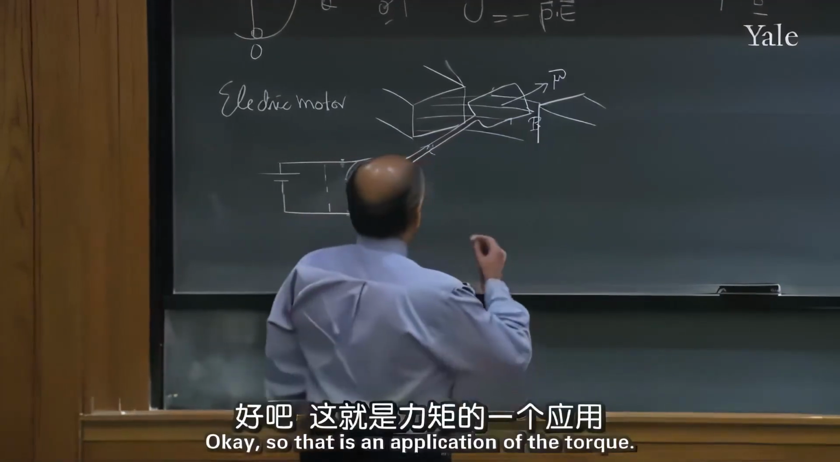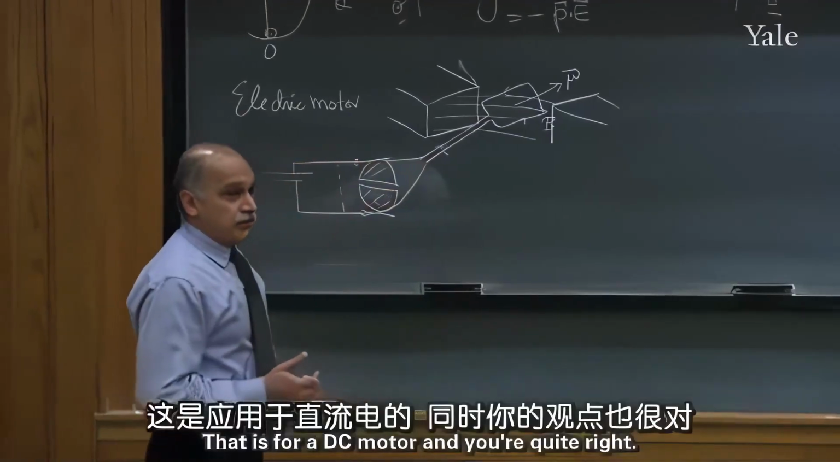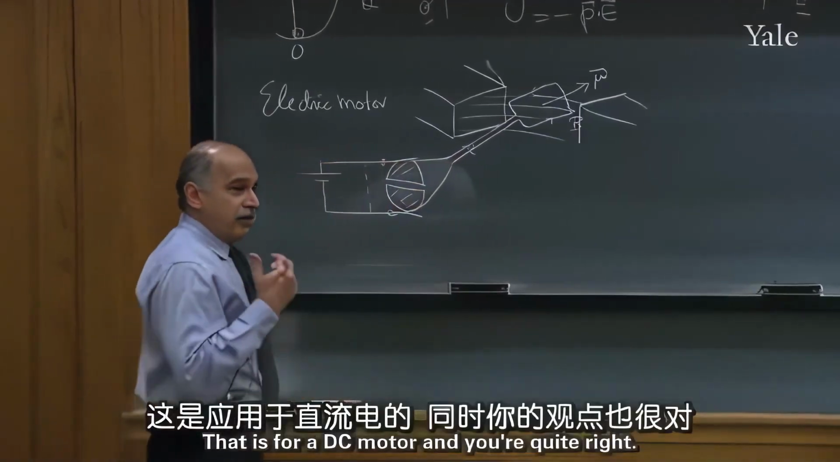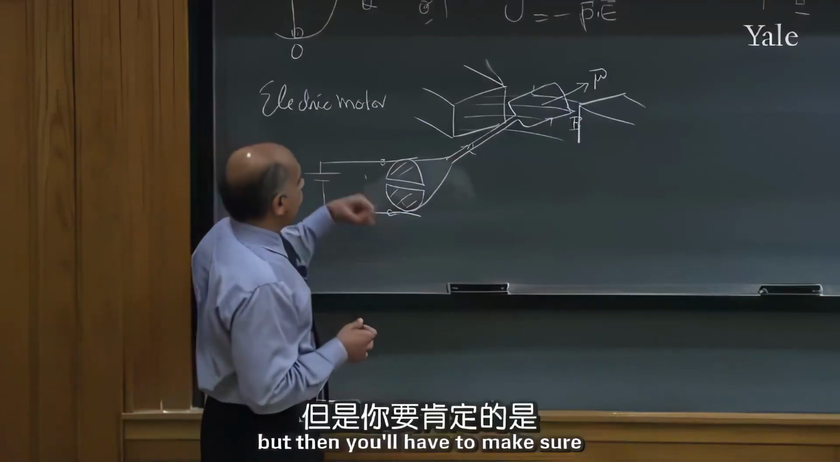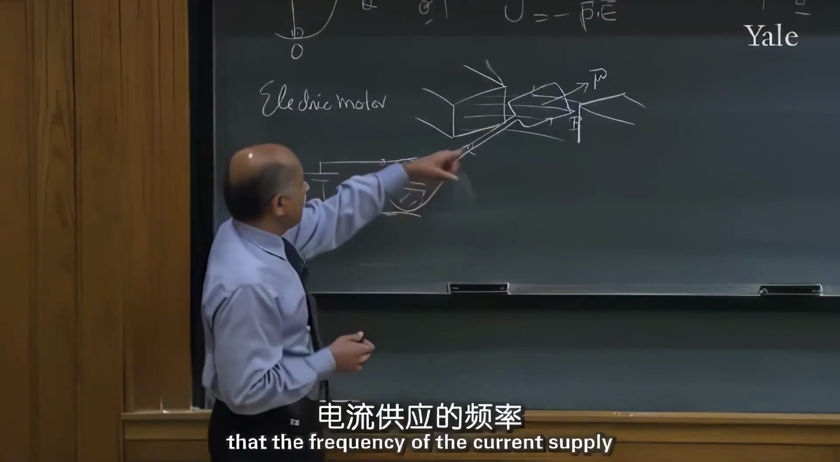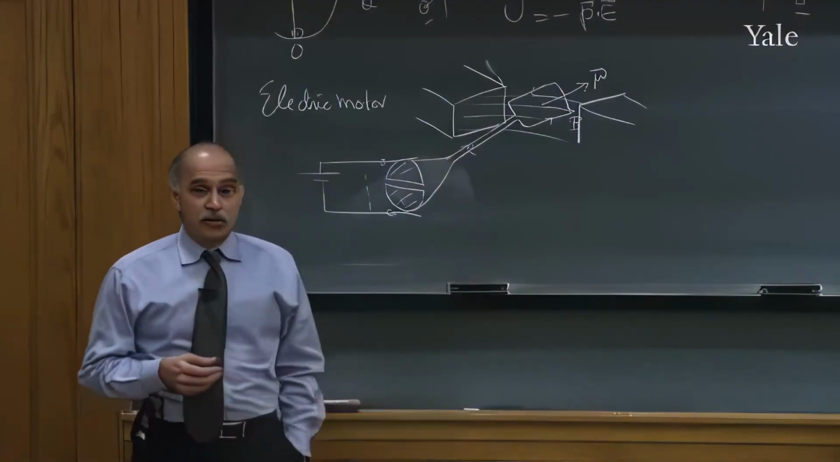Okay, so that is an application of the torque. That is for a DC motor, and you're quite right. If you have an AC motor, then you put an alternating current supply, but then you'll have to make sure that the frequency of the current supply will be the frequency of this motor.